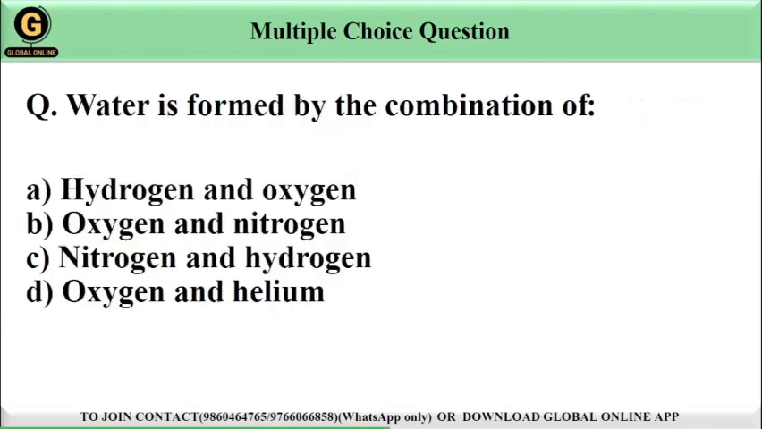Water is formed by the combination of option A, hydrogen and oxygen. Option B, oxygen and nitrogen. Option C, nitrogen and hydrogen. Option D, oxygen and helium. So guys, correct answer will be hydrogen and oxygen because water, that is H2O, is formed when two hydrogen atoms combine with one oxygen atom. This reaction occurs during the process of combustion or in chemical reactions. So the correct answer is option A, hydrogen and oxygen. Let's move to the next question.